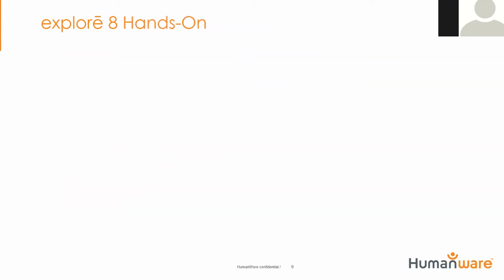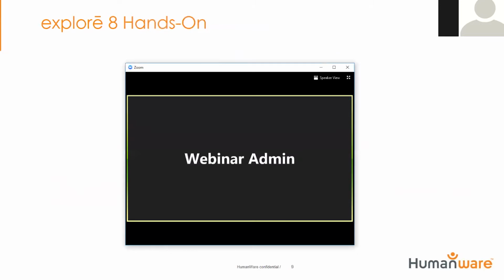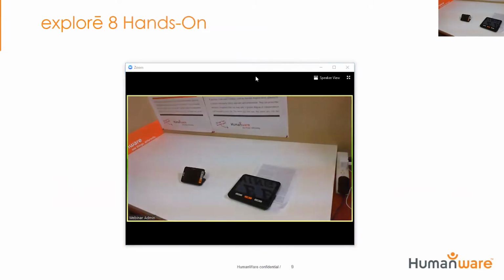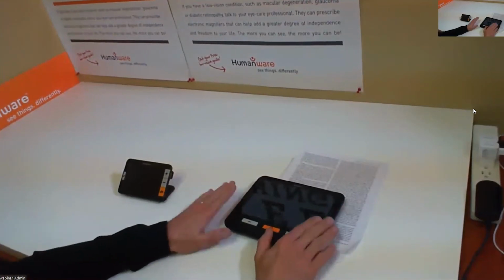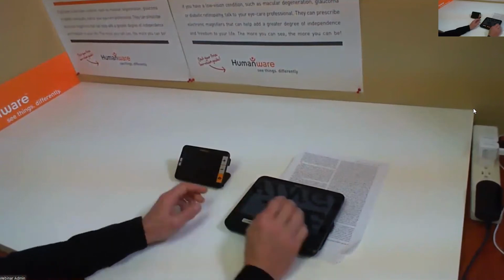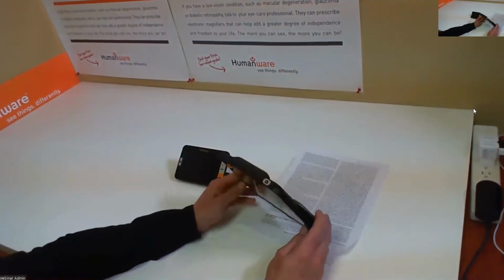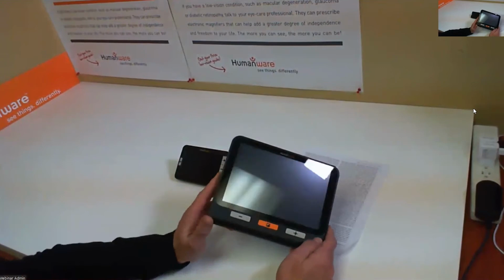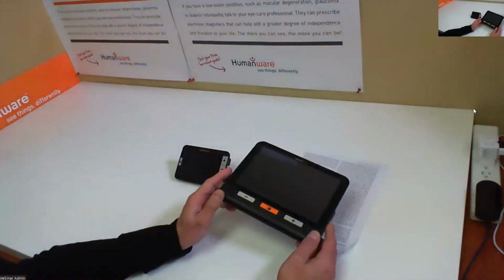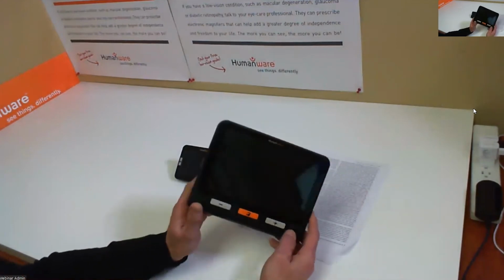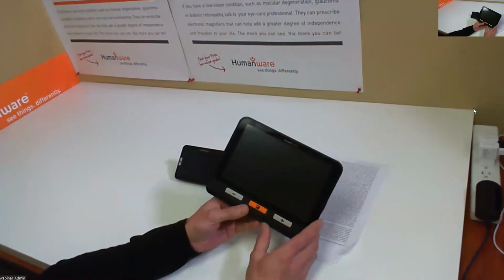So I'm going to switch to my webcam, and we'll do a hands-on of the Explorer 8. There we go. So we have our two devices, the Explorer 8 and the Explorer 5. First, we're going to run through the Explorer 8, and then we'll see the Explorer 5. As you can see, the Explorer 8 is an 8-inch touchscreen.